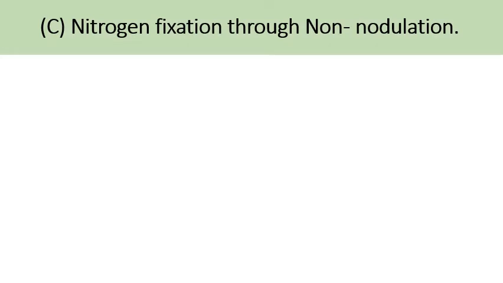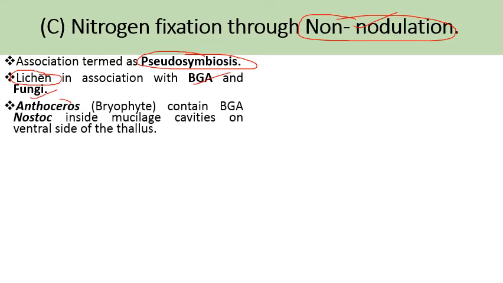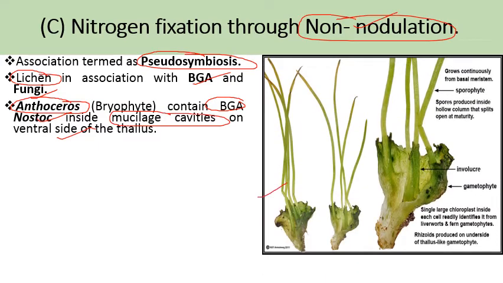Next comes the third class, that is nitrogen fixation through non-nodulation, in which nodules are not formed at all. So this association is termed pseudosymbiosis. And the examples are lichens. As we know, lichens are formed by association of blue-green algae and fungi. Then we have Anthoceros, which is a bryophyte. In it also there is blue-green algae, like Nostoc, that resides inside the mucilage cavities on the ventral side of the thallus. So this is Anthoceros, commonly known as hornwort.